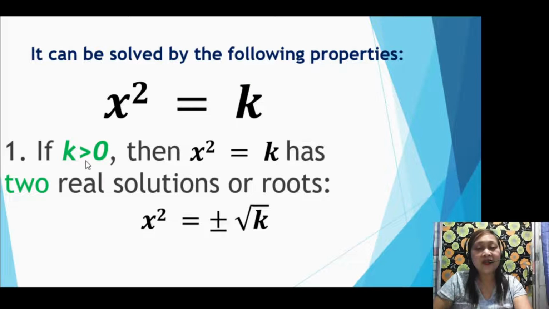First, if k is greater than 0, then x squared is equal to k has two real solutions or roots. So if our k here is greater than 0, can you give me numbers that are greater than 0, class? Yes, 1, 2, 3, 4, up to positive infinity. So if k is greater than 0, then it has two real solutions or roots. So x is equal to positive and negative the square root of k.